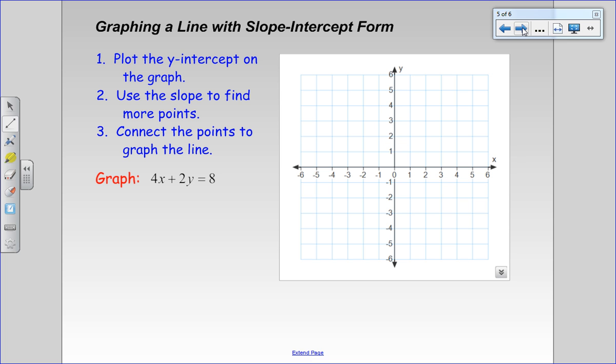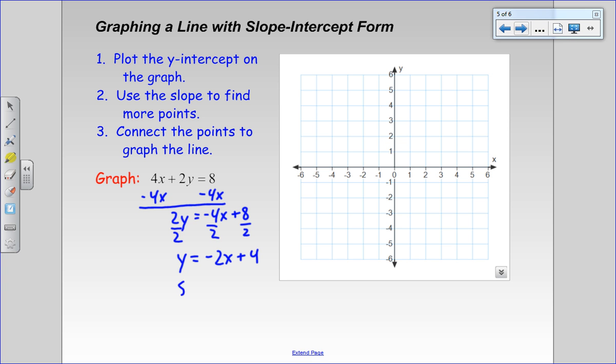Let's look at a second example. In this case, our equation is 4x plus 2y equals 8. Now, we could graph this equation by finding intercepts, but if we want to use slope-intercept form, we first need to solve the equation for y. We can do this by subtracting 4x on both sides to obtain 2y equals -4x plus 8, and then dividing both sides by 2 to obtain the equation y equals -2x plus 4.